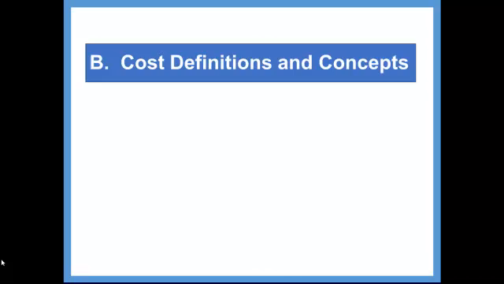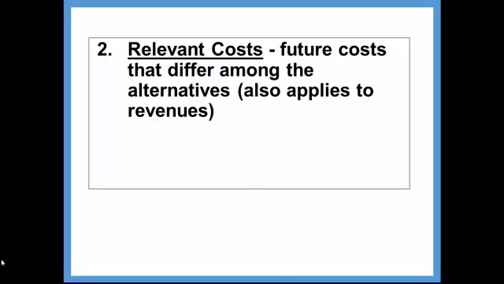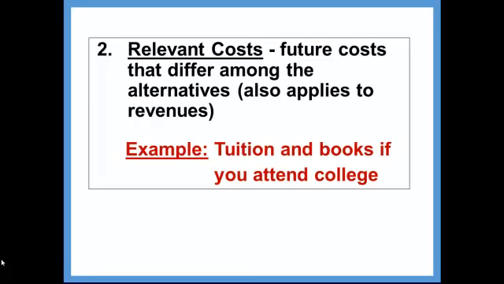All right, there are some cost definitions and concepts that you'll want to apply as you go through your problems. First, know what incremental means. Incremental revenues and cost just simply refers to the total difference in those among two alternatives. Relevant costs are future costs that differ among the alternatives. So again, there's two parts. It's got to be a future cost and it has to differ among the alternatives.